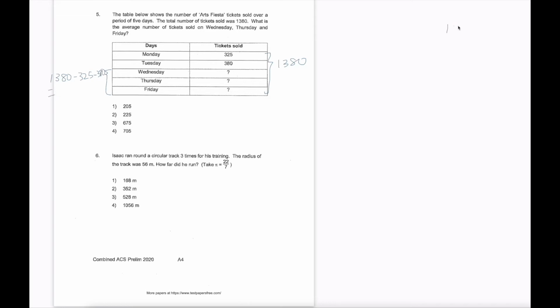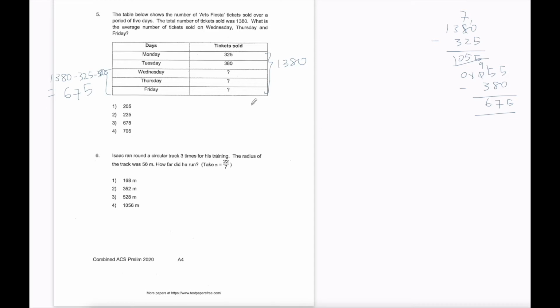Okay, so 1380 minus away Monday first. I'm going to get this number. So 1055, I need to minus 380, which is on Tuesday. So I'm going to get 635. Okay, so it's the total of Wednesday, Thursday, and Friday. Sorry, 675. Miscalculated over here. 15 minus 8 is 7.